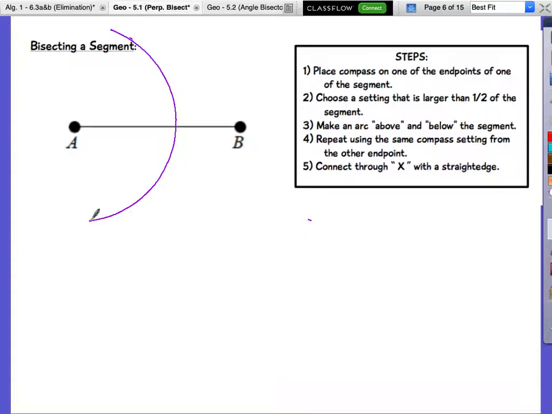Once again, you need it over half, but not the whole thing. And then you can't change your setting for the next one. Your second setting has to be the same as your first. So make sure you keep the setting. It has to be over half. It cannot be less than half.